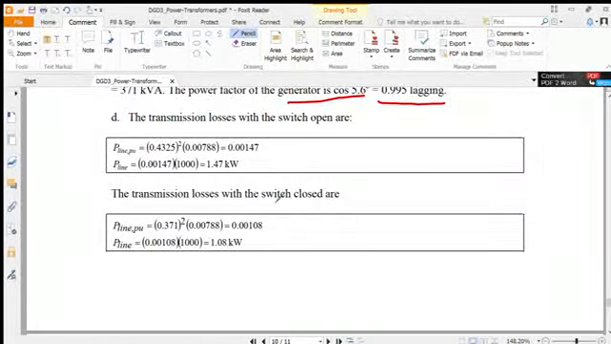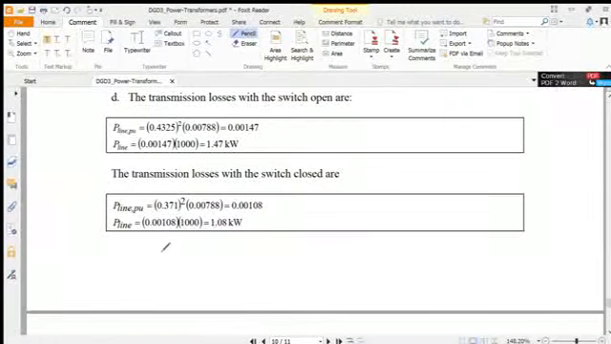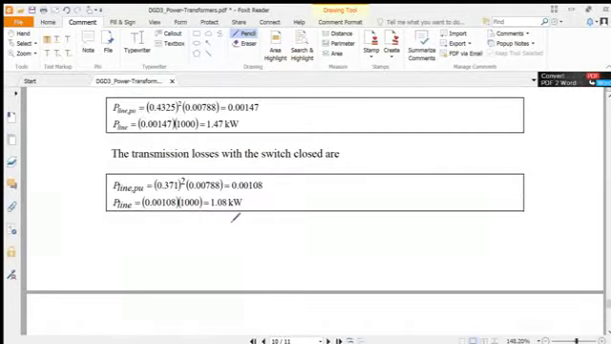And when the switch is closed, it would be case 3, I mean case C. What is the current value? When the switch is closed, the current is 0.371. This is 0.371 squared, and the R remains the same in the transmission line, and if we multiply by 1000 we will get the real power. And we have to make a comment.